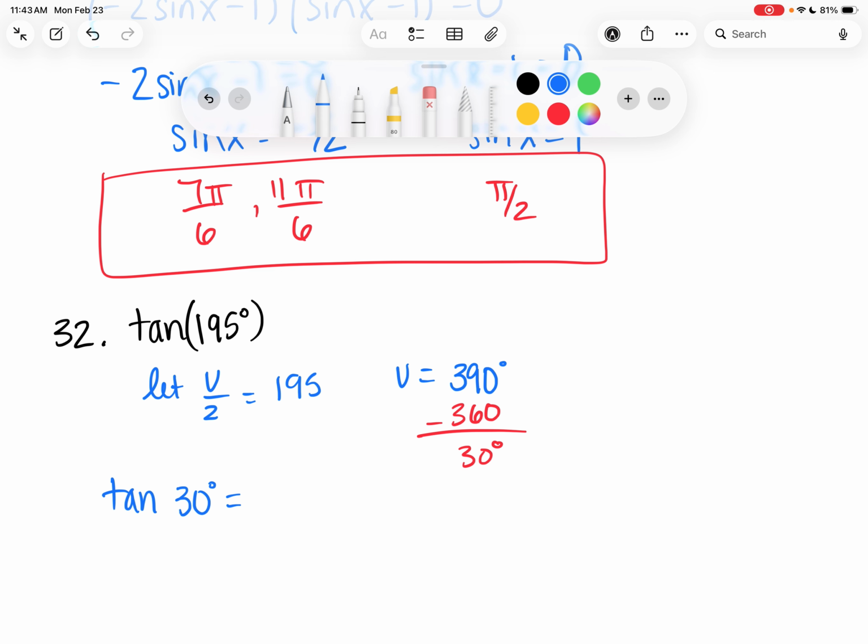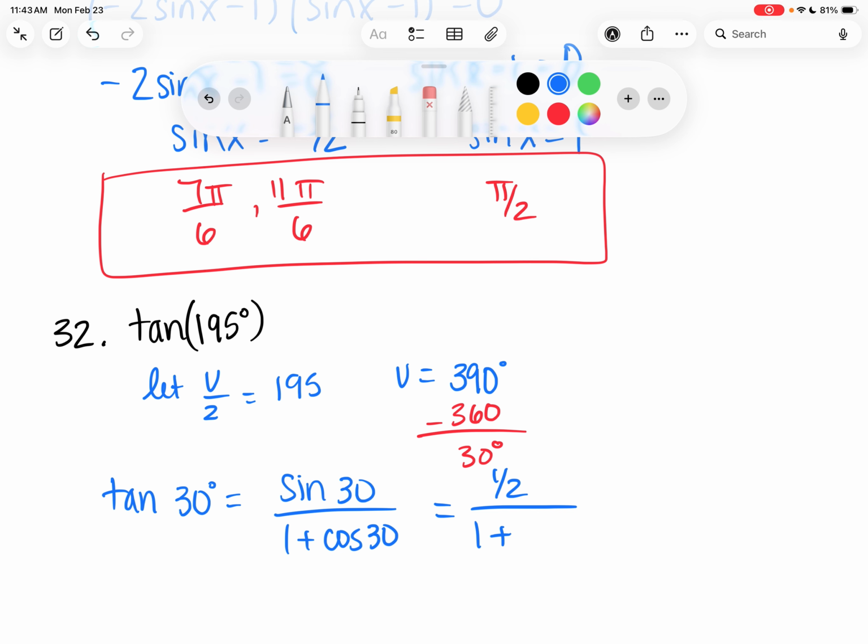You can use any of the 3 of them. I would probably choose one of the ones that's not in a square root, just my recommendation. But let's just use sine of u over 1 plus cosine of u. So we've got sine of 30 over 1 plus cosine of 30. What's the sine of 30? 1/2, over 1 plus cosine of 30.